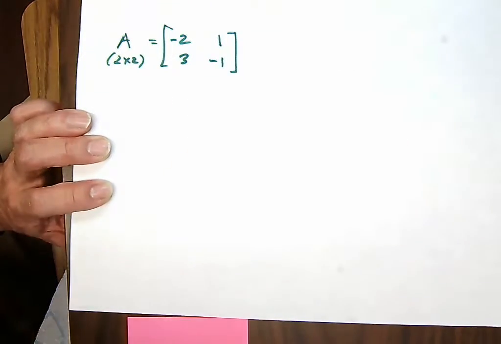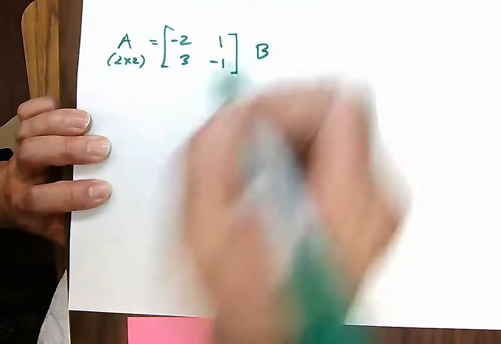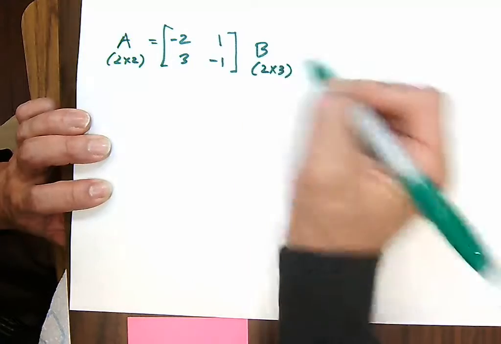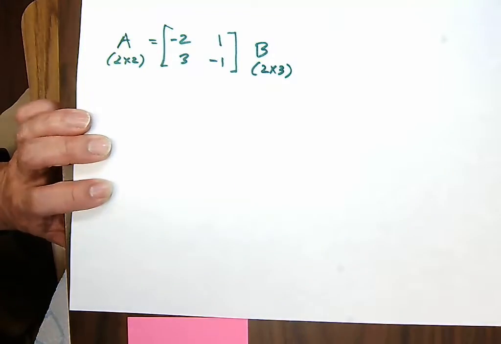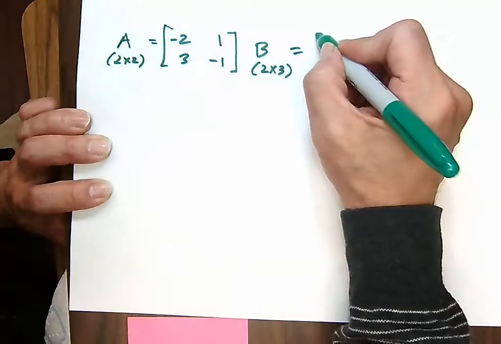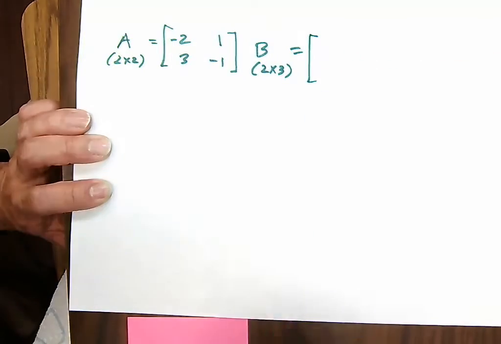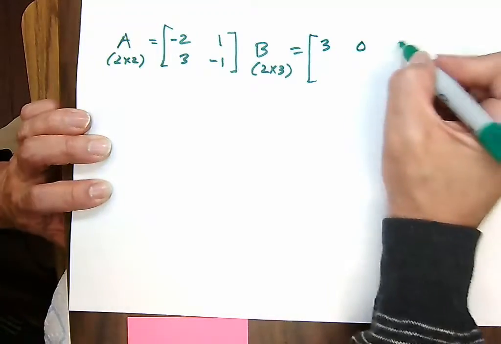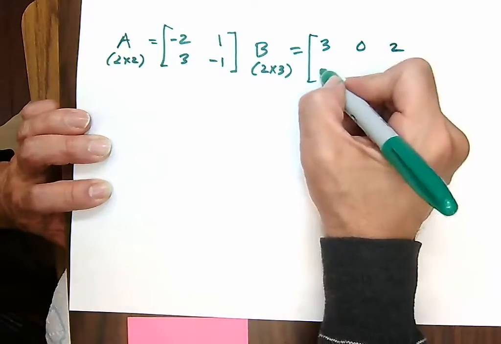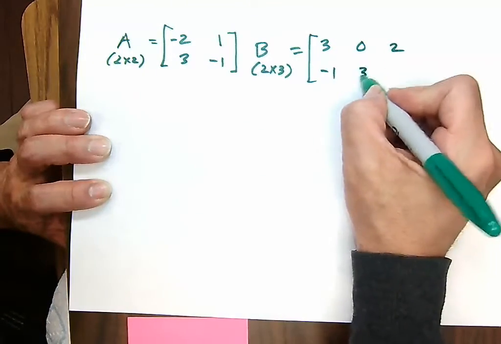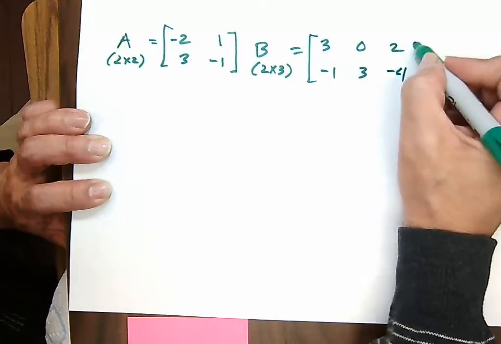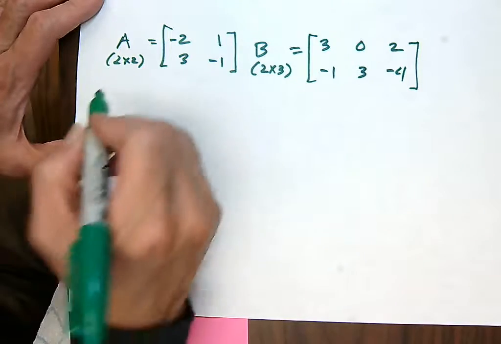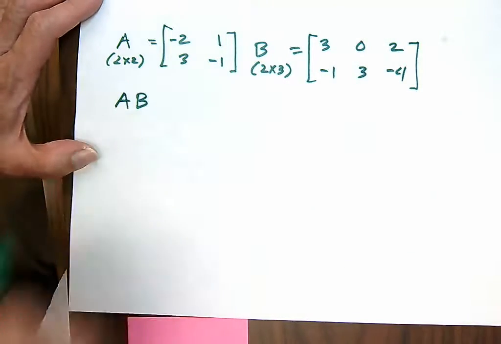And I want to look at another matrix called the B matrix, which will be of dimension 2 by 3: 2 rows and 3 columns. So again, let's come up with some elements here. 3, 0, 2, -1, 3, and -4. And now let's consider the matrix product AB.